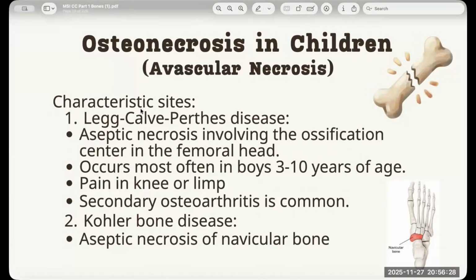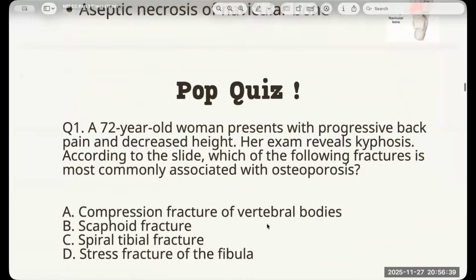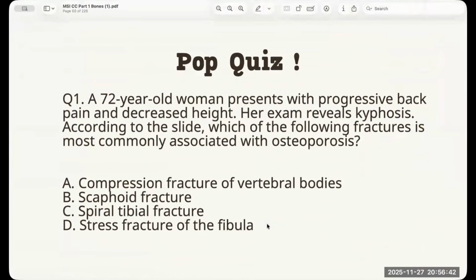Another disease is Köhler disease. It's aseptic necrosis of the navicular bone. So I've added a picture here. That is all you need to know. Honestly, not that high yield. So yeah, with that, we end the first pathology lecture.